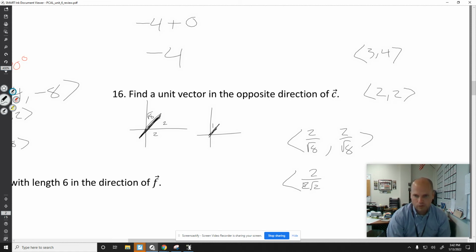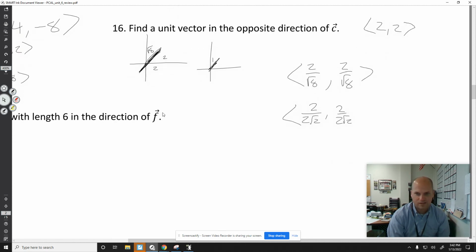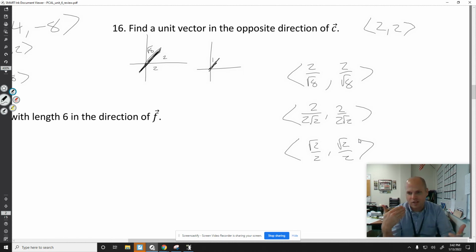2 root 2. Oh, yeah, this is great. This will be 1 over root 2, which will be root 2 over 2. Oh, look at that. Those are your familiar side lengths of a 45, 45, 90 with a hypotenuse of 1. It's fantastic. But we're going in the opposite direction, so these need to be negative.